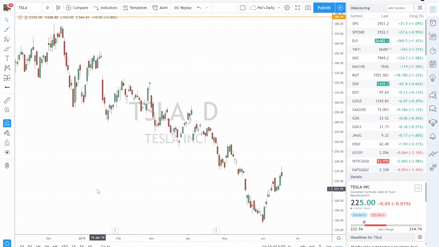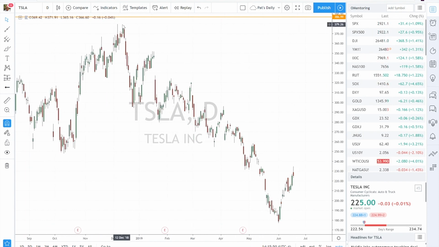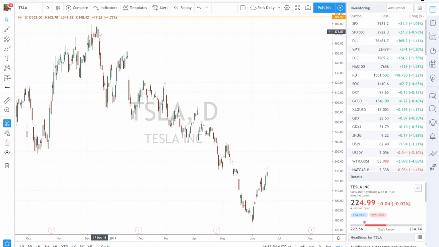Tesla's been in an obvious downtrend since, well, December 2018. Rallied up there, and it's just been down ever since. You see this a lot in the trends. You drop, rally, drop, rally. These are lower lows and lower highs. Lower high, lower high, lower high, lower high. It just goes on and on.